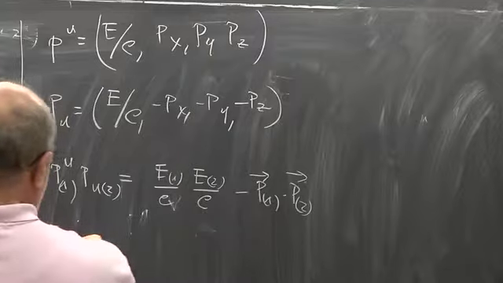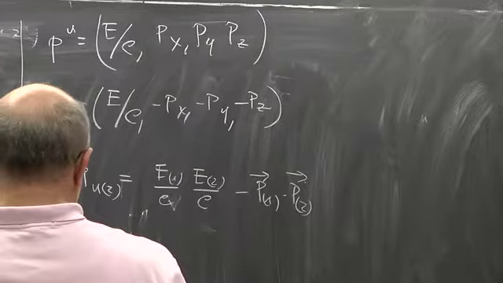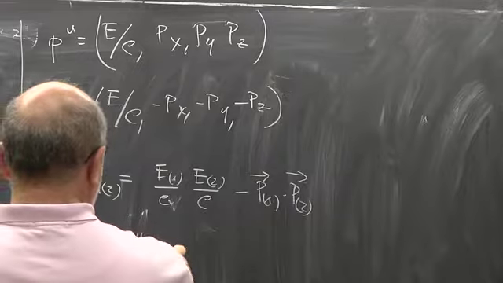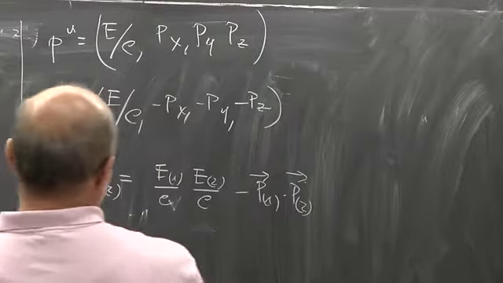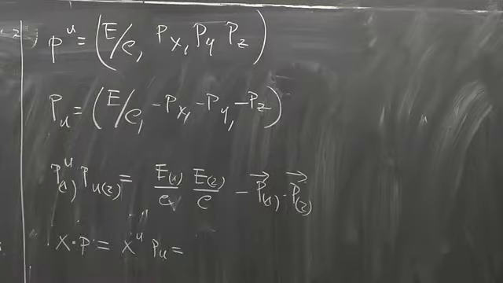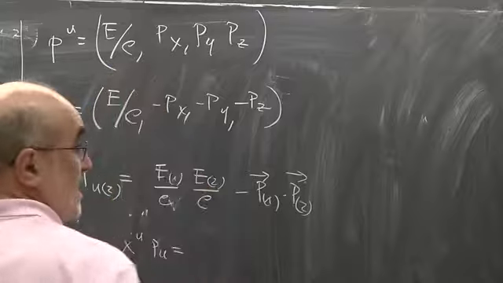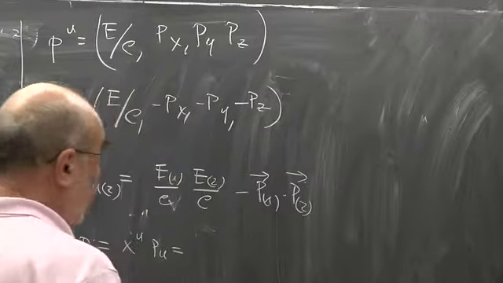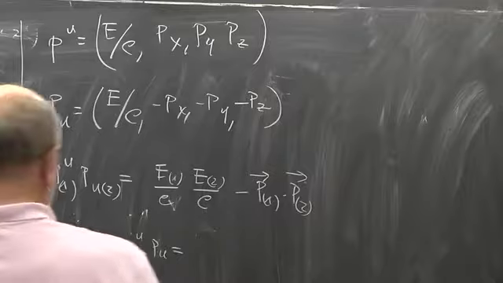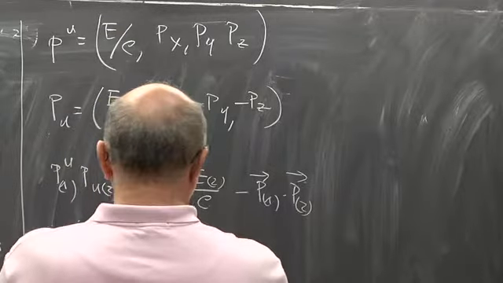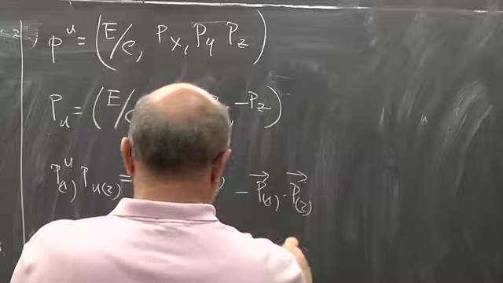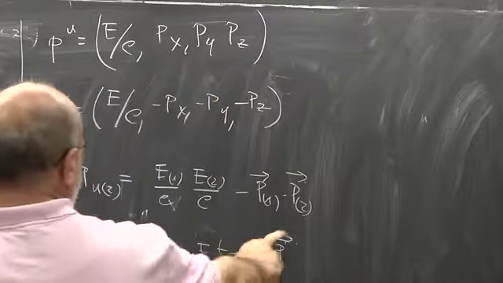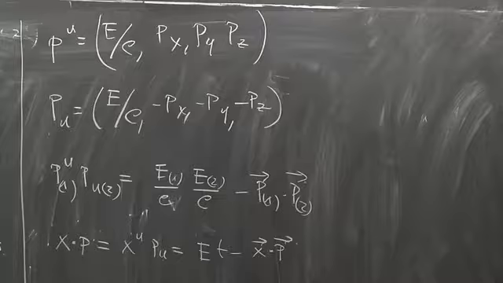Now, if you do, for example, x times P, this is x mu P mu. Then remember x is ct, and P mu is E over c, just to keep the dimension. This one now has the dimension of a length, and this one, E over c, has the dimension of a momentum. If you do this, the c's cancel, and you get Et minus x times P. When I put an arrow, it means the three vectors.